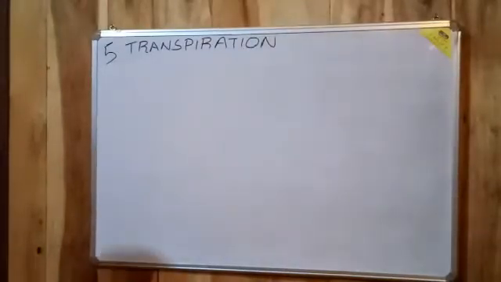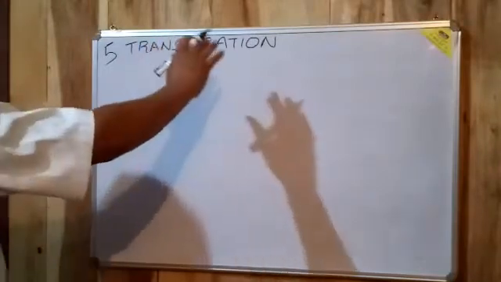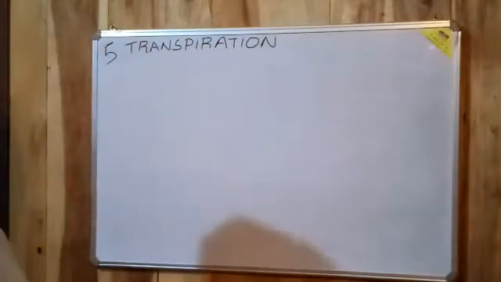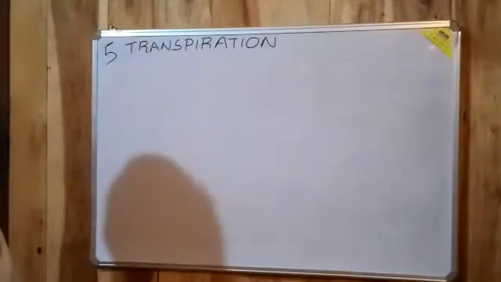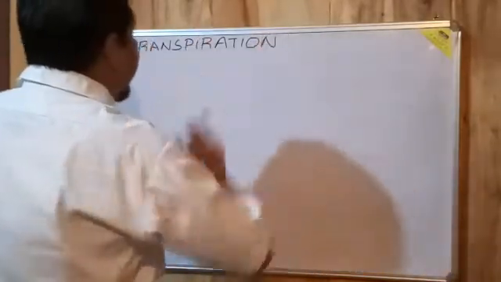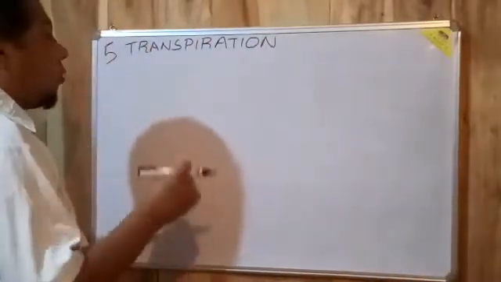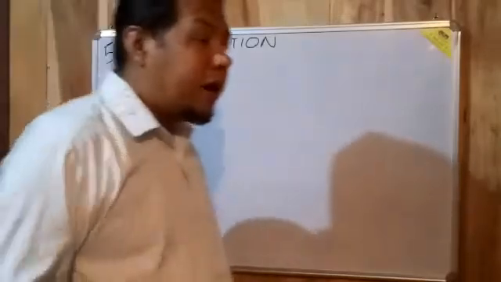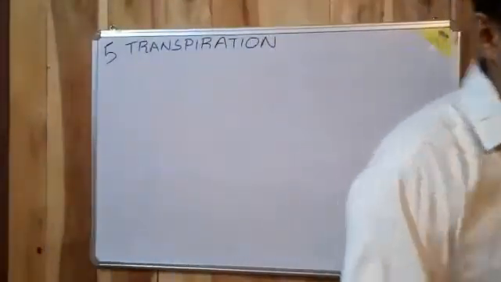Hello boys, today we are going to study the chapter called Transpiration. This is chapter number 5 in your textbook. Now, what does transpiration mean? Transpiration means the loss of water in the form of water vapor from the aerial parts of the plant.